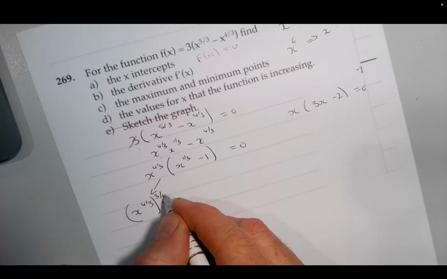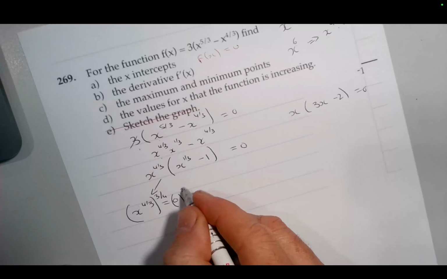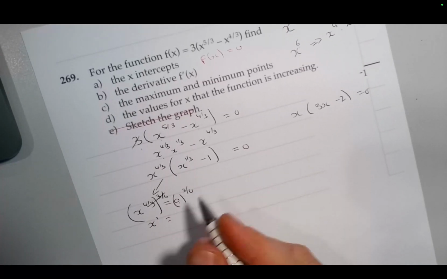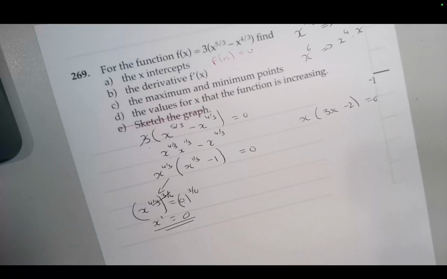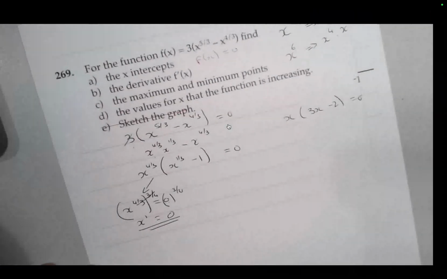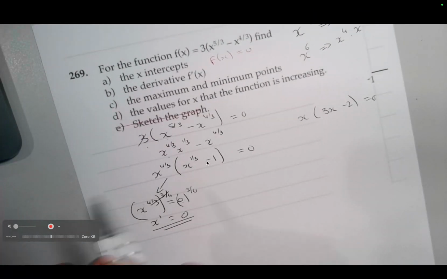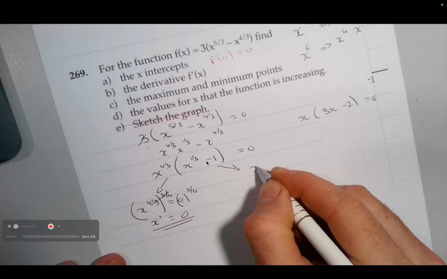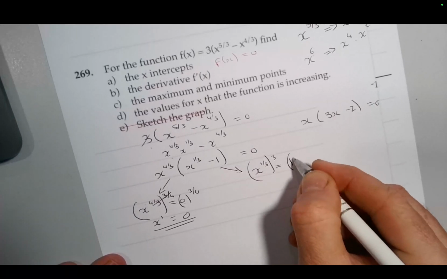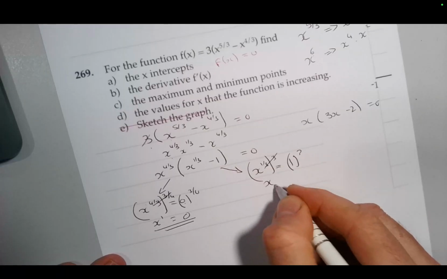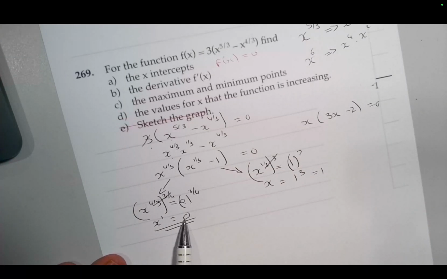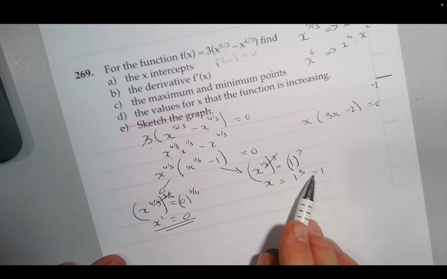If we raise both sides to the power of 3/4, that cancels out, so x equals 1, and 0 to the power of anything is going to be 0. So that's one solution there, x equals 0, and obviously that's the intercept of that one there. And now if we take this expression here, x^(1/3) equals 1. Take the cube of both sides, that cancels. What's 1 cubed? It's 1. So there are two intercepts, when x equals 0 and when x equals 1.